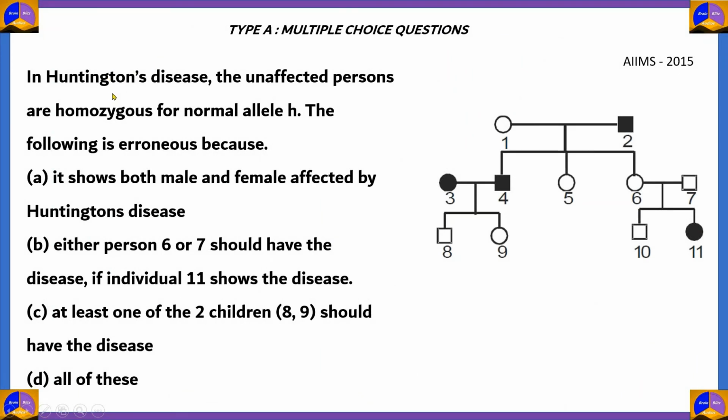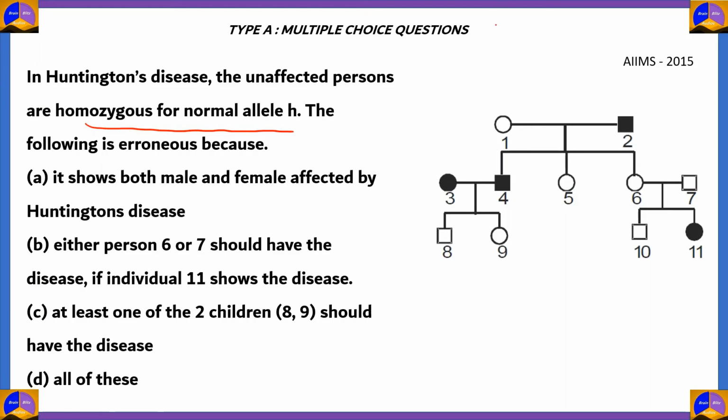Next question. In Huntington's disease, the unaffected persons are homozygous for the normal allele, small h. The following diagram here is erroneous because of one of the 4 options. We need to find out which of these is the right option.